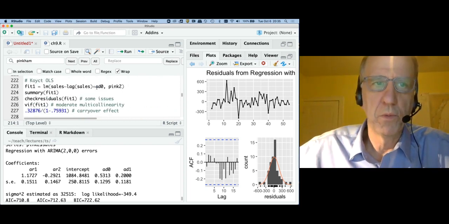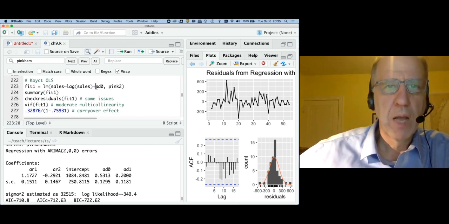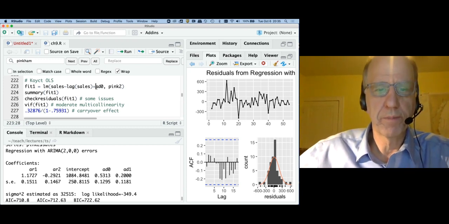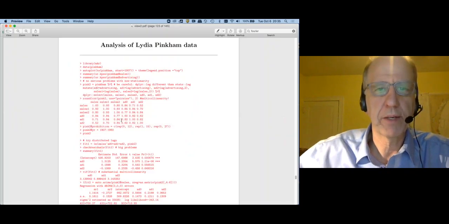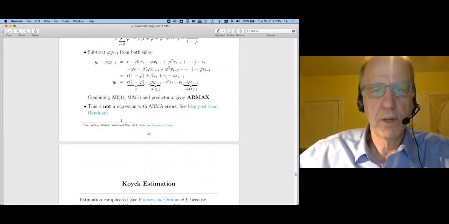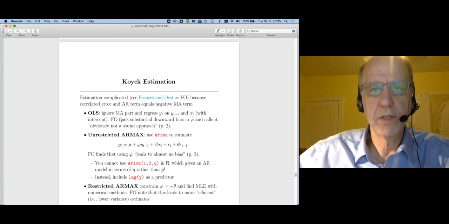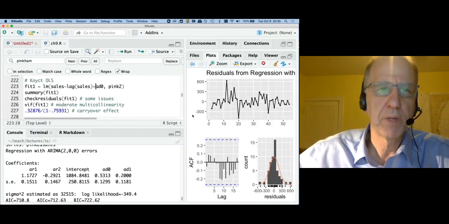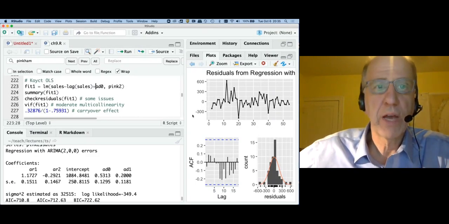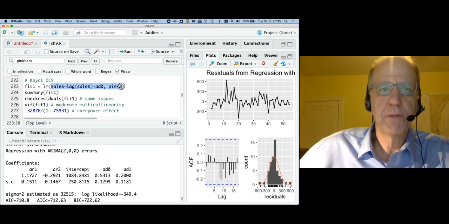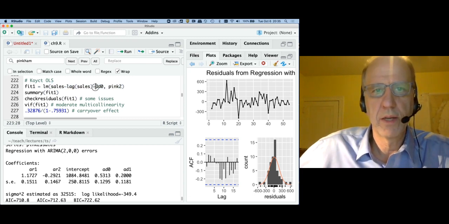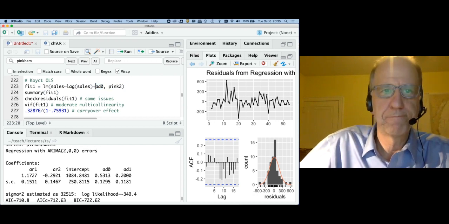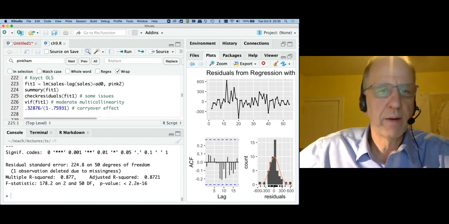I'm going to start with an OLS model. Remember the way we fit our Koyck model. Let me just take us back here to this. The approach is to regress y_t on lag y and your current x. And we're going to ignore the moving average part. Here's how I fit that Koyck model. So sales is a function of lag sales, and then my advertising variable. And let's go see what we have.